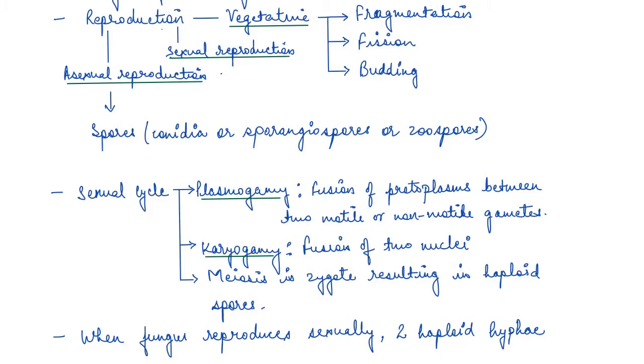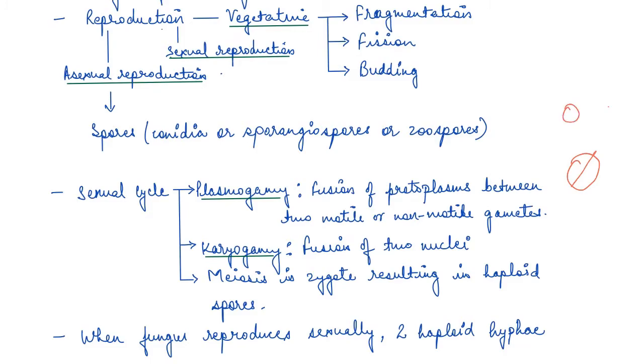And in sexual reproduction, they reproduce through plasmogamy and karyogamy. Plasmogamy is when the two protoplasms fuse. This fusion of protoplasm between two motile or non-motile gametes is plasmogamy, and karyogamy is the direct fusion of two nuclei. Basically when these structures divide, they divide through meiosis, and they form a zygote.